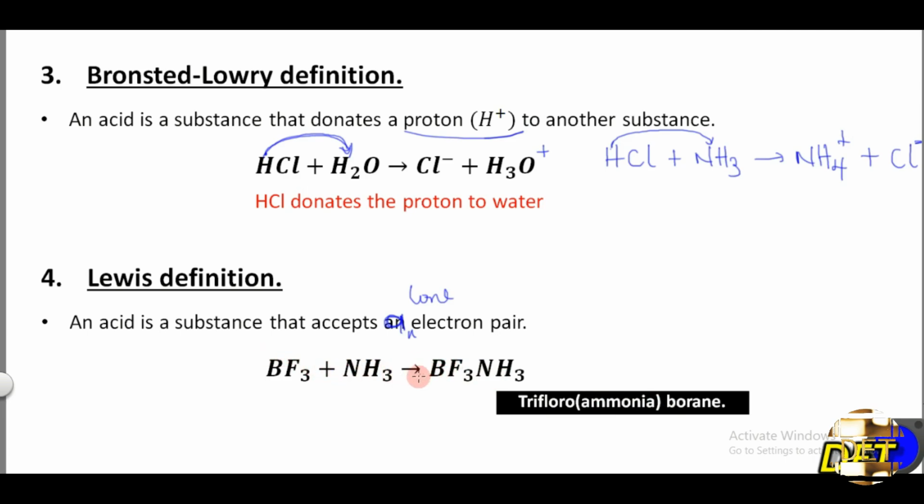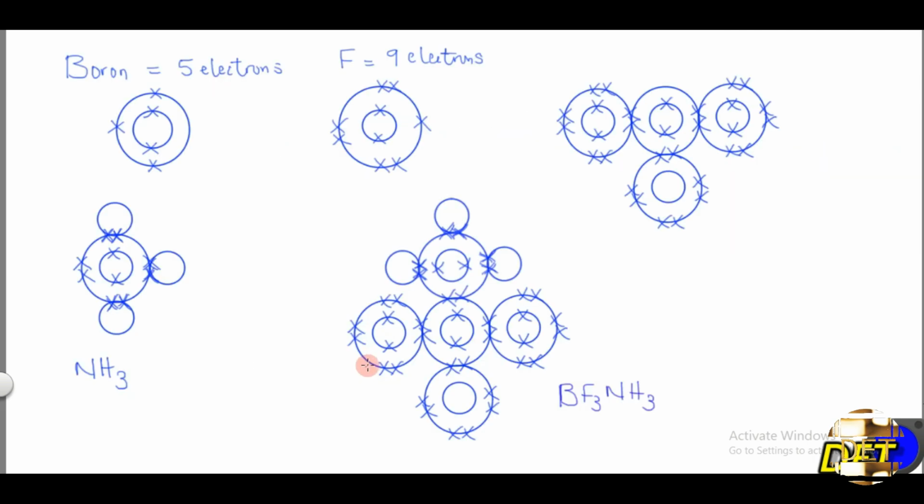So which substance is the acid here? Boron trifluoride is the acid here. Why is this the acid? Because it is the substance that will accept a lone electron pair. It will accept a lone electron pair from the ammonia. So let's look at an illustration of that.